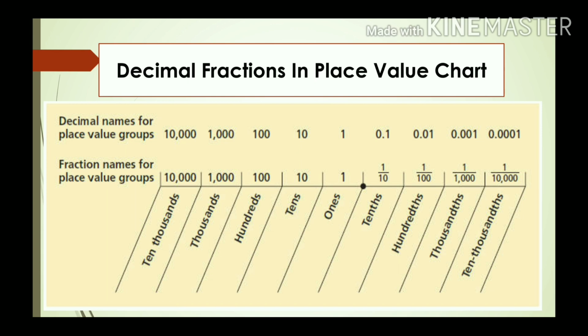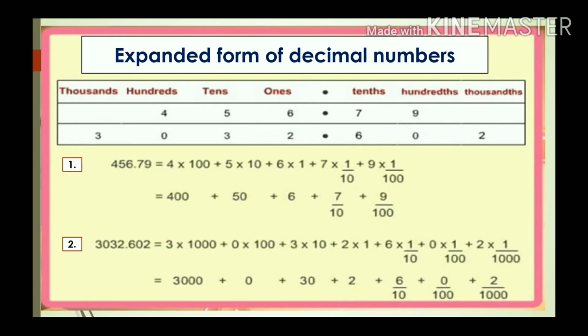So after the decimal, the first place is tenths, which is 1 by 10 or 0.1. The second place is hundredths, which is 1 by 100 or 0.01. The third place is 1 by 1000 or thousandth, or 0.001. And the fourth place is 10,000th or 1 by 10,000, or you can say in decimal 0.0001, and so on.